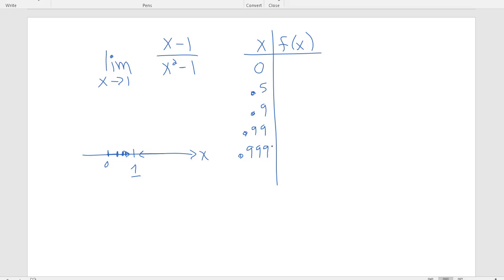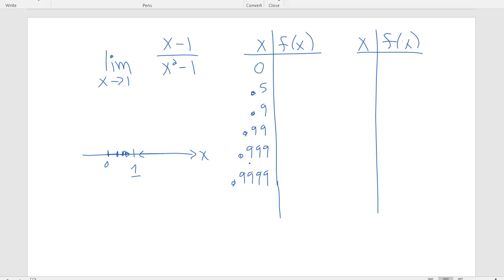Now the question is, how close to 1 should I get? Should I go to 0.9999, or should I go to 0.99999? Well, honestly, we'll know when to stop when we see an obvious pattern. So there's no definitive way to approach 1 or how close to get to 1. Right? Now let's go from the other side.